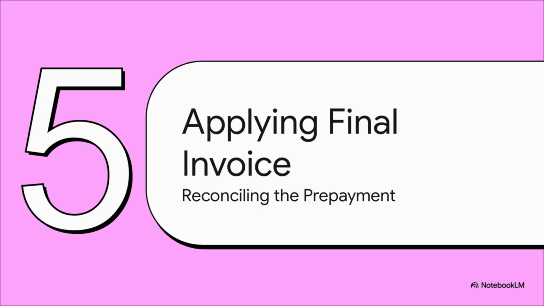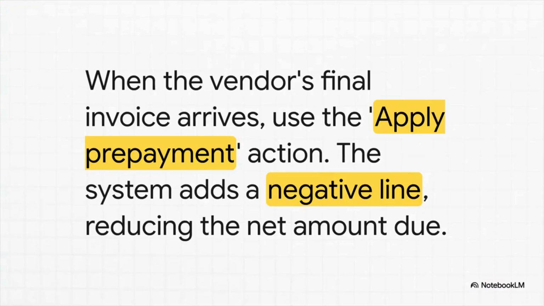So now we move on to the final act, tying it all together when the goods finally arrive and the vendor sends you that last invoice. So the final invoice lands on your desk. Because of our setup, you'll see that friendly notification from the system. You'll just use the Apply Prepayment action, and this is where the magic happens. The system automatically adds a negative line to the invoice for the deposit you already paid, which brings down the total amount you still owe.